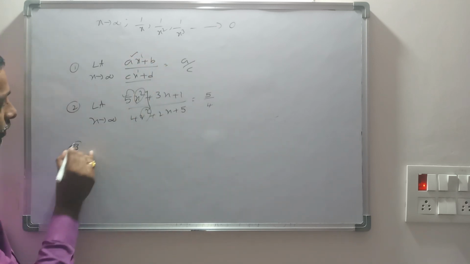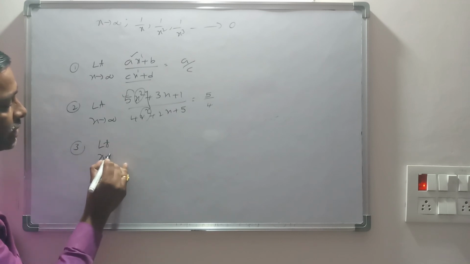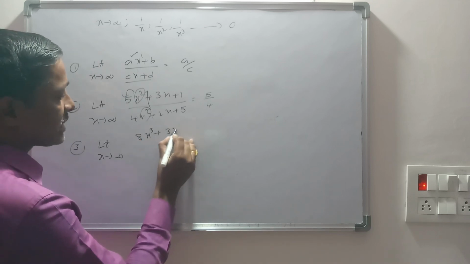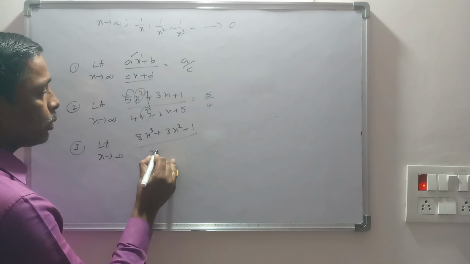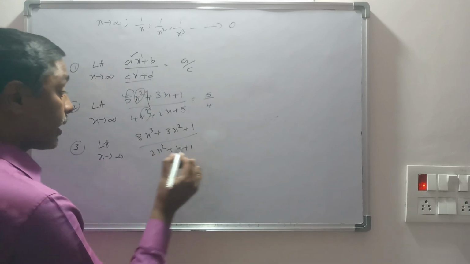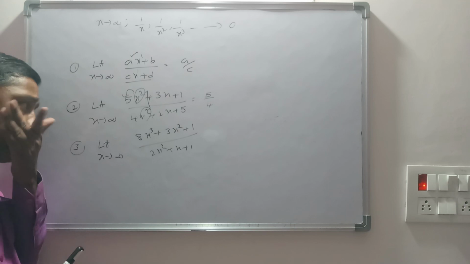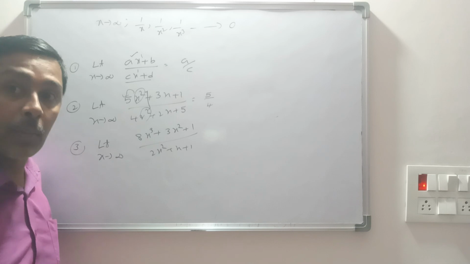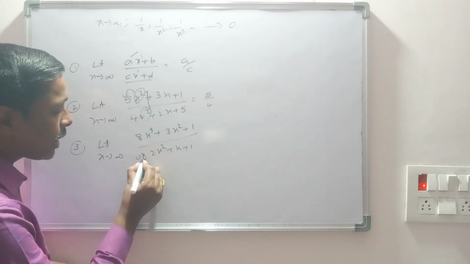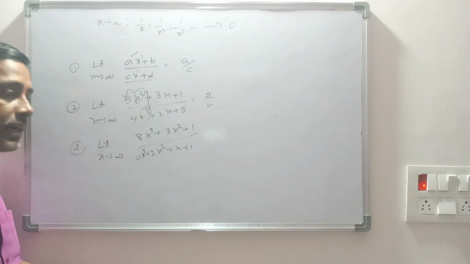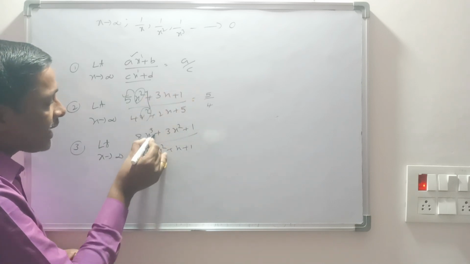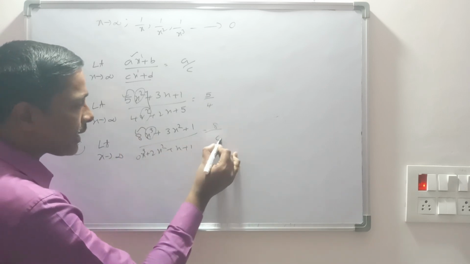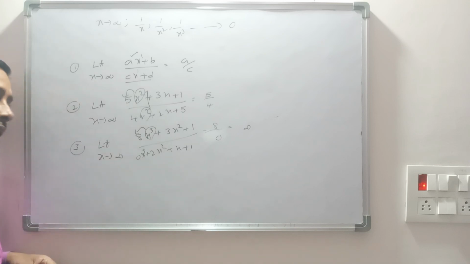Third one, limit x tends to infinity, 8x cube plus 3x square plus 1 by 2x square plus x plus 1. What is the answer? The highest degree of the numerator is x cube. In the denominator the x cube term is absent, so we can write 0x cube. The coefficient in the numerator is 8, over the denominator's 0. 8 by 0 is infinity.